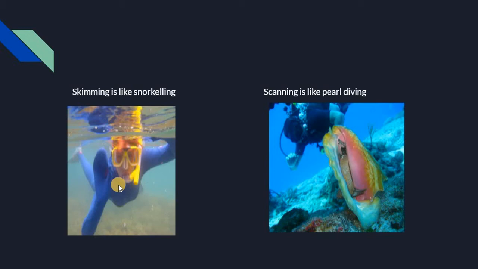Skimming is like snorkeling. You will get an overview of the ocean. You will get what it is like to be inside, or what it is to be like to take a dip in the ocean. You will get to know the fauna that is there inside the ocean. But in the case of pearl diving, you have one specific purpose in mind, and that is to find the pearl inside the oyster. So in the case of scanning, you are trying to find that one key word which is there within the text. I hope that analogy was clear.